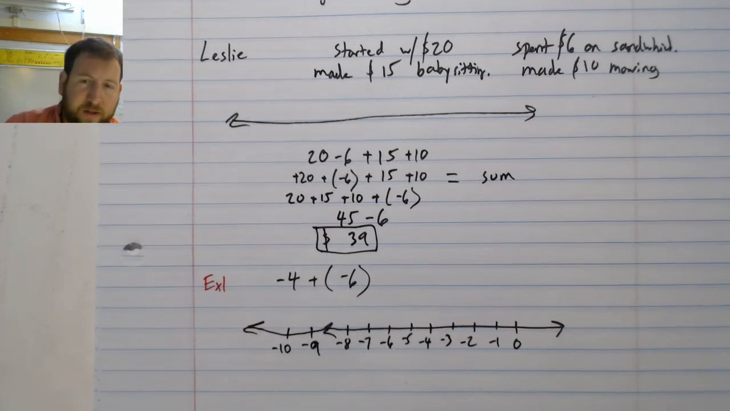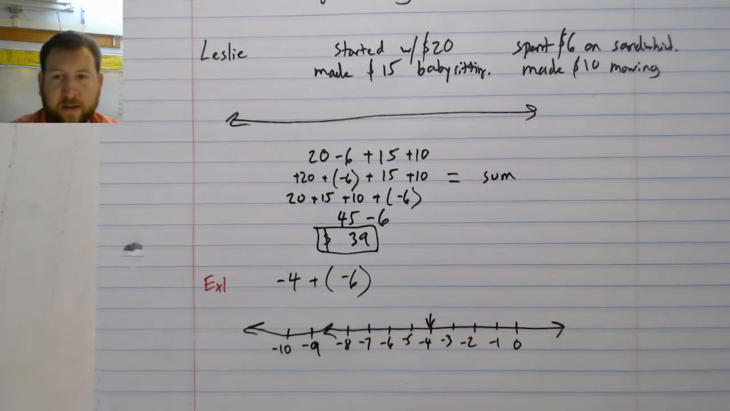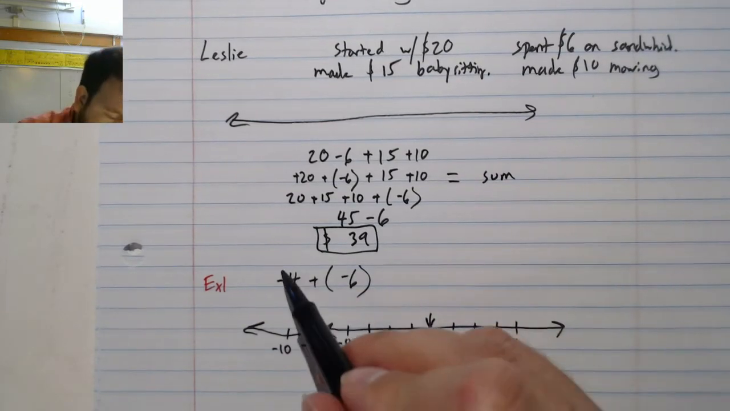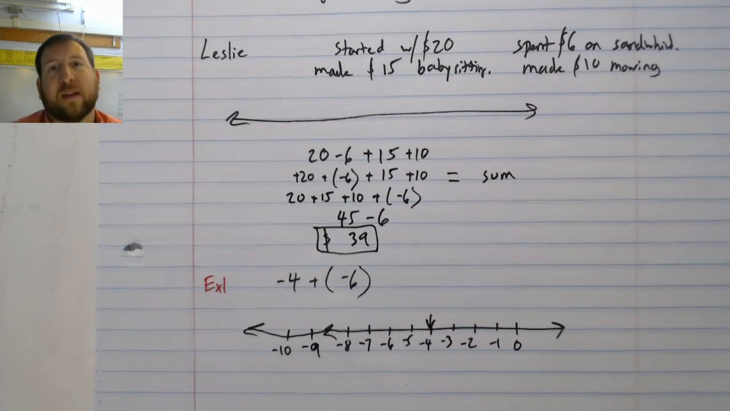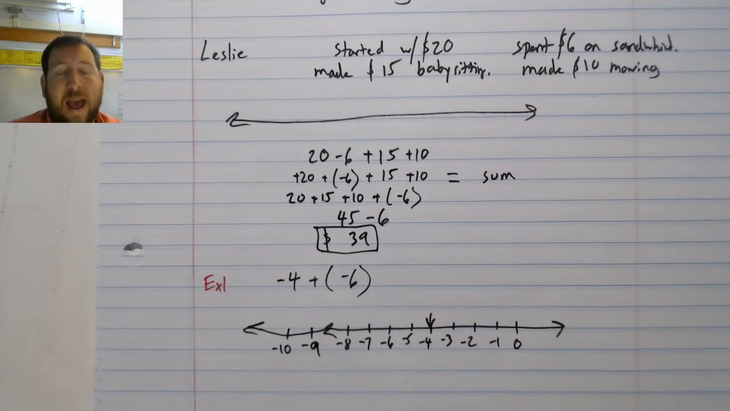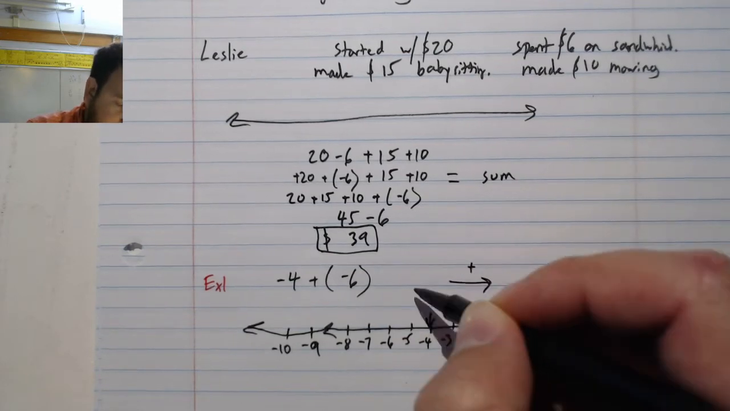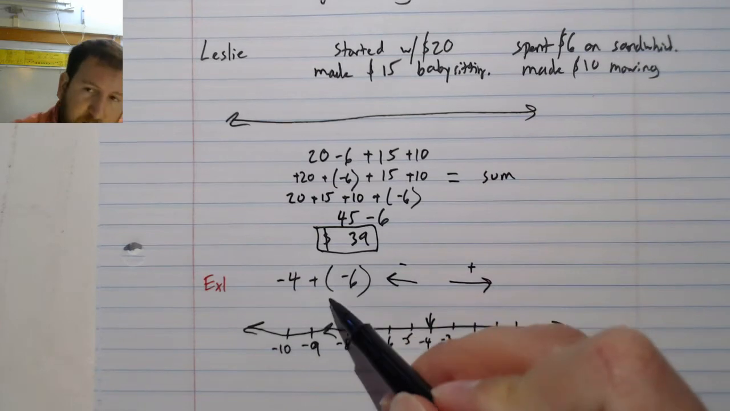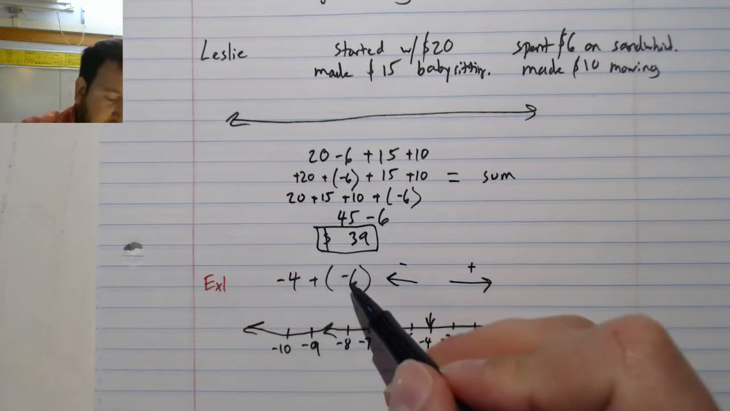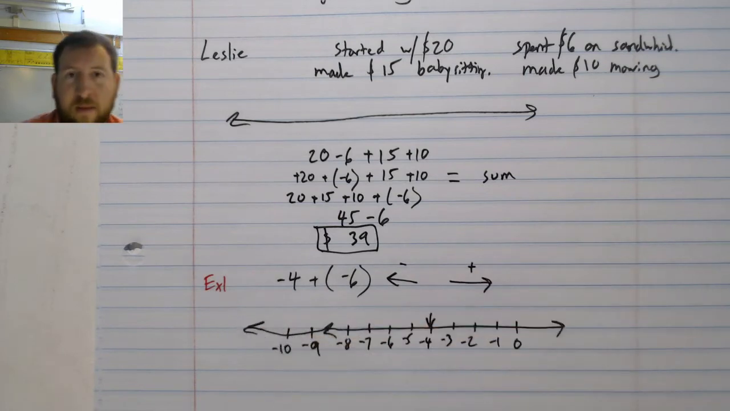All right, so we're going to start here at -4, which is going to be our starting place because that's our first number, right? And we're going to add -6. So I know that I'm adding, which normally means that I go right for plus and left for negative. But I have to look at exactly what this is doing. If I add a -6, I'm going to be going left along my number line.